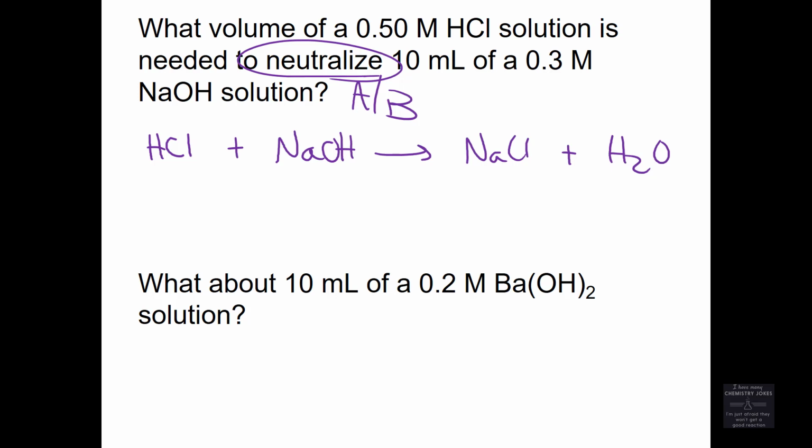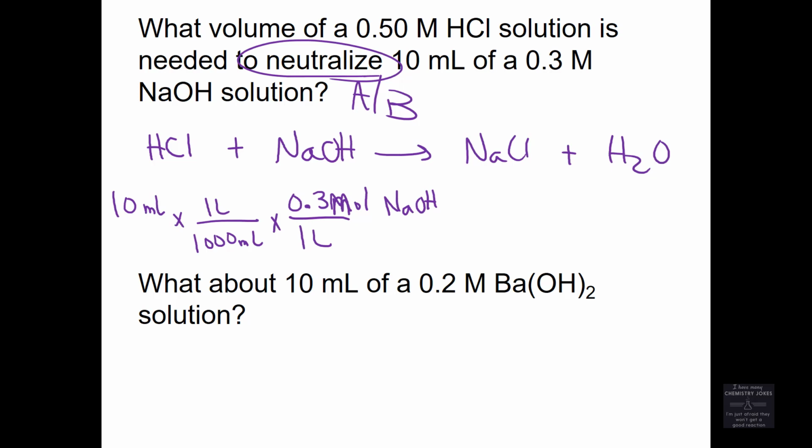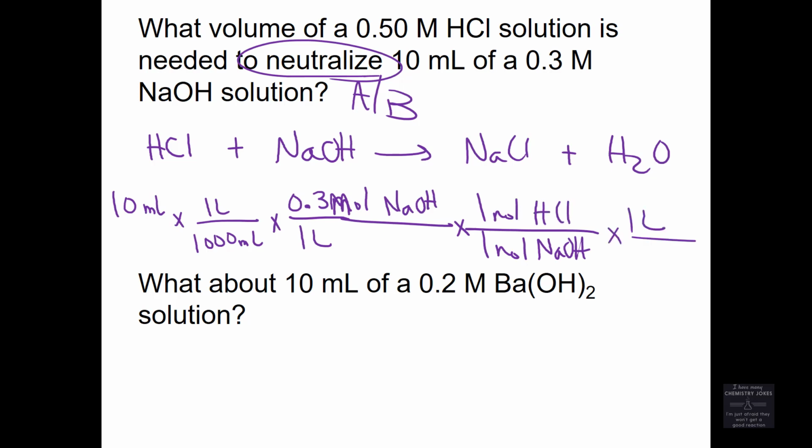So I'm going to start with the end, meaning 10 milliliters. I should have just gone ahead and converted it to liters already, but I'll go ahead and write out the conversion. 1,000 milliliters in 1 liter. 1 liter, though, is 0.3 moles of NaOH. And 1 mole of NaOH reacts with 1 mole of HCl. And 1 liter HCl solution has a concentration of 0.5 moles per 1 liter.